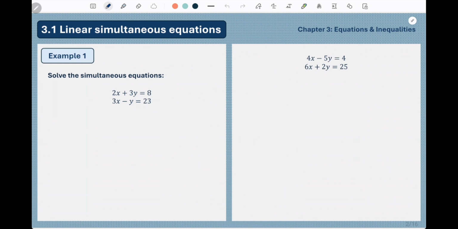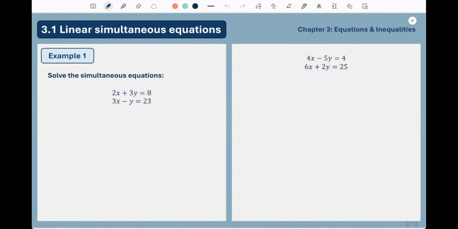So how do we solve simultaneous equations? The way you do it is you want to end up with one variable, because you can't solve it when you have both y and x. So what does that mean? You have to eliminate one of them. And how do we do that?